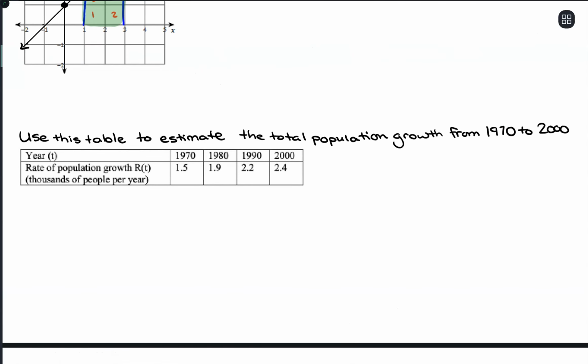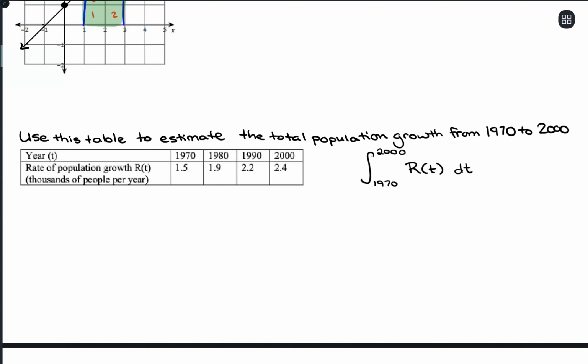So we have this table that's estimating the total population of this town from 1970 to 2000, and we have information from 1970, 1980, 1990, and 2000. So what we're doing here is, in a way, finding the integral from 1970 to 2000 of this function r of t dt. We want to find this total population growth, which would be the area under the curve.